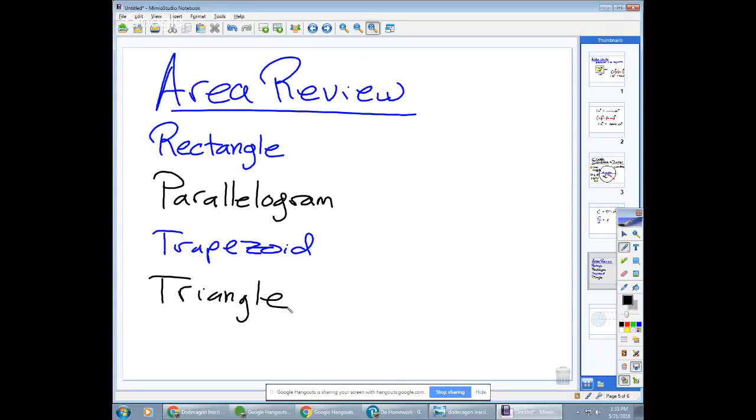All right, so quick review from last class. We have some formulas. Rectangle, area, base times height. I like to call them base and height to remind us of the perpendicular qualities of those two numbers. They've got to be perpendicular.